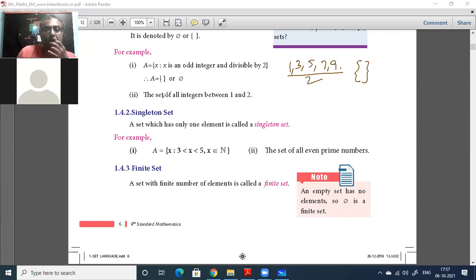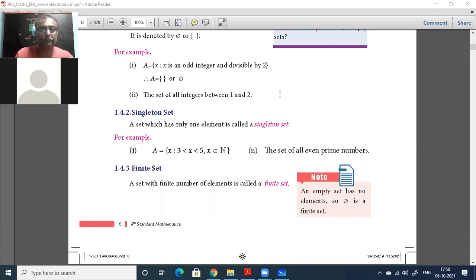Next, the set of all integers between 1 and 2. Between 1 and 2, we can have 1.5, 1.7 like that, but these are not integers. We can have decimal numbers and values, but they are not integers. So between 1 and 2, there is no other integer. So that is also an empty set. Very good. So one type of new set that you have found is the empty set. Let us go to another set now.